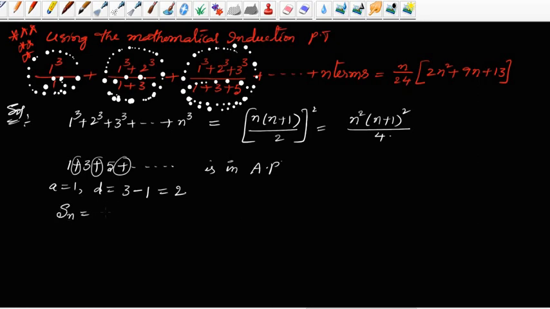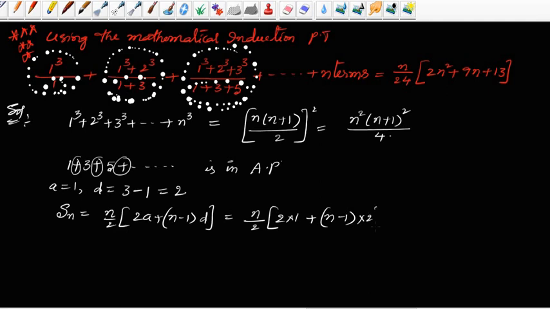The formula is Sn is equal to n by 2 into (2a plus (n minus 1) into d). This is the formula. We can substitute n by 2 into how much? 2 into 1 plus (n minus 1) into d, which is 2. So simplifying this one, n by 2 into (2 plus 2n minus 2). Cancelling plus 2 minus 2, we will get n by 2 into 2n.